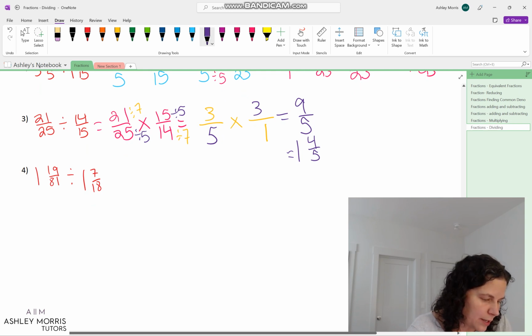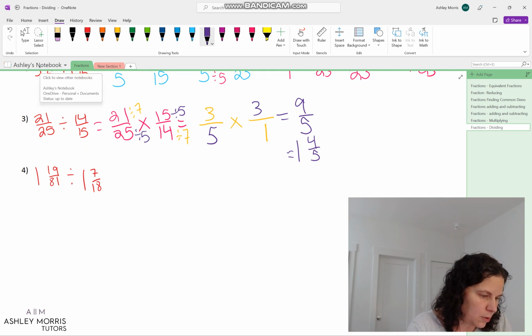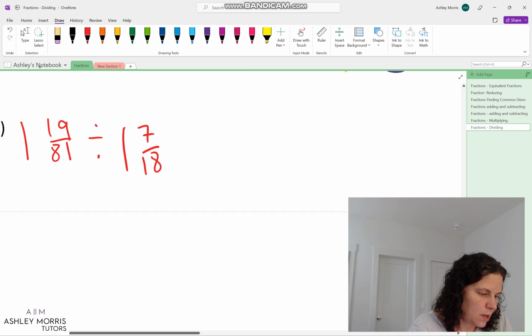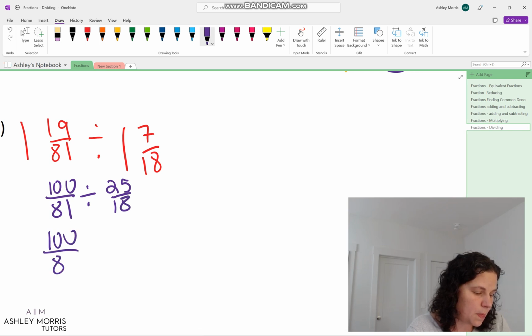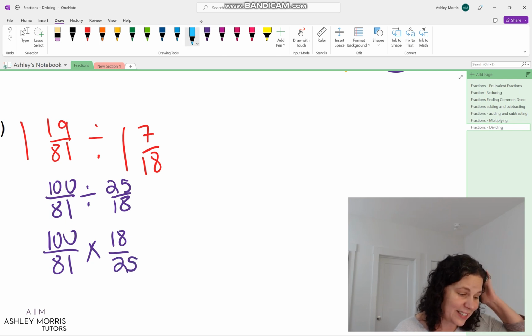All right, this last one. Zoom in a little bit. 81 times 1 is 81 plus 19 is 100. 18 times 1 is 18 plus 7 is 25. And then we're going to do keep, change, flip. And there's lots of stuff in here that I can cancel and reduce to start with.